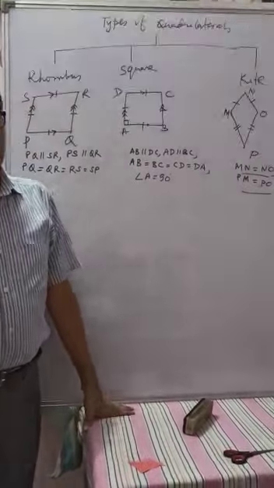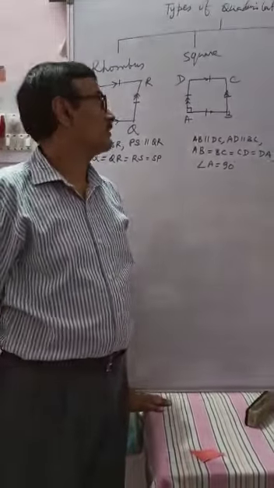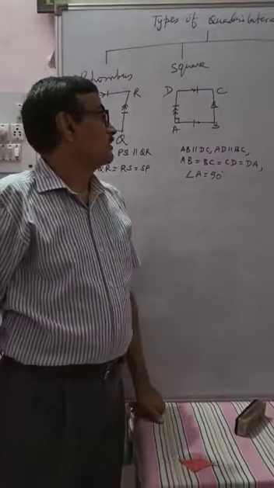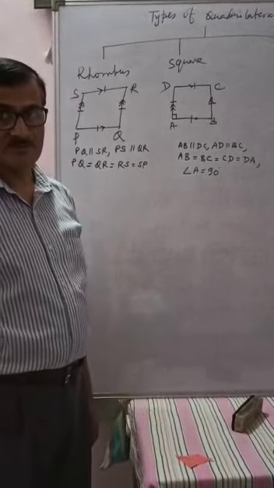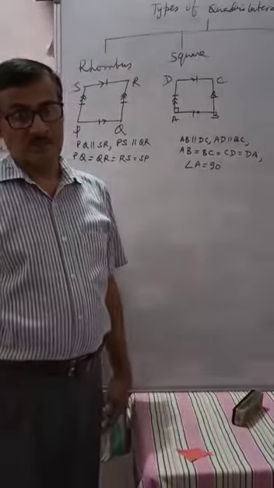So today we have first seen what a quadrilateral is, what are the parts of a quadrilateral, and then the angle sum property of a quadrilateral we have seen, and then we have seen the types of quadrilateral.